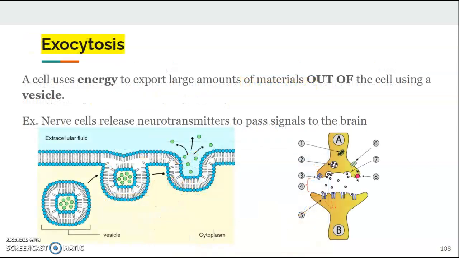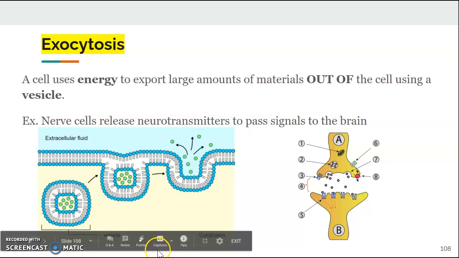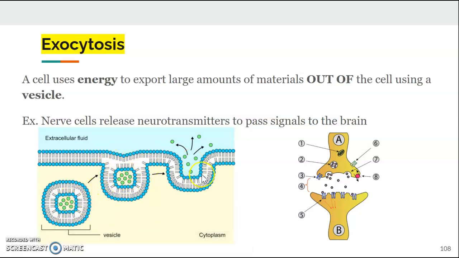The next one is exocytosis. Word part exo means outer, right? Exosphere, right? Means outer. The cell uses energy to export a large amount of materials out of the cell using a vesicle. So both of these use vesicles. One just takes things in, the other takes things out. And here's a picture of what that might look like. So here's the vesicle. It fuses with the cell membrane and it kind of gets the thing out.